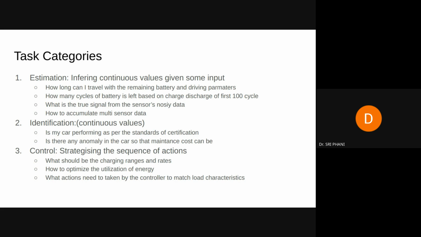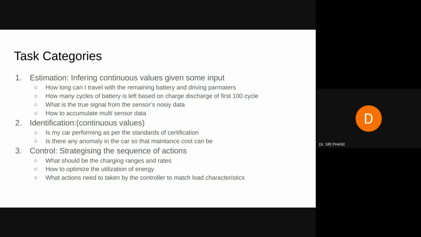Coming to the next, identification, which is discrete. When it comes to discrete, is my car performing as per the standards or not? This is like yes or no, which puts it in one of the discrete states. Next, is there any anomaly in the car? Because sometimes the sensor might be giving noisy data, it might be anomaly data. So when there is an anomaly, it should be able to identify it. So this is kind of discrete values.